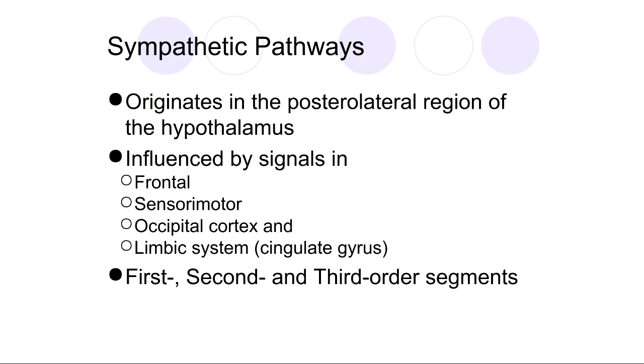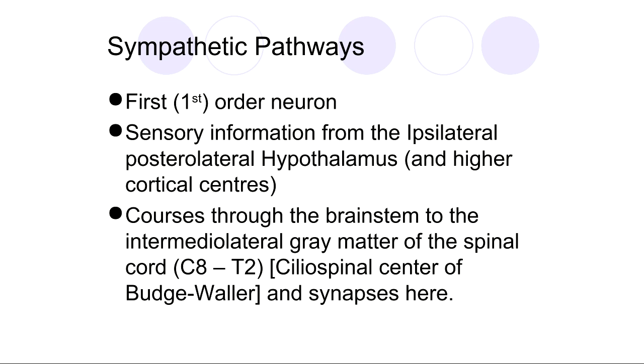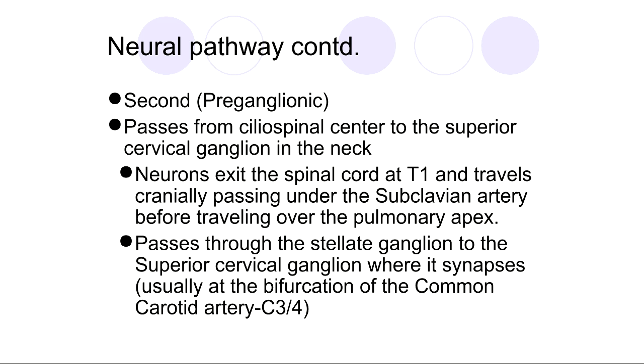So the sympathetic pathway originates in the posterior lateral region of the hypothalamus. It has first, second, and third order segments. The first order neuron gets information from the ipsilateral posterior lateral hypothalamus, and it courses through the brainstem to the intermediolateral gray matter of the spinal cord and terminates at the ciliospinal center of Budge-Waller, which is at the level of C8 to T2.